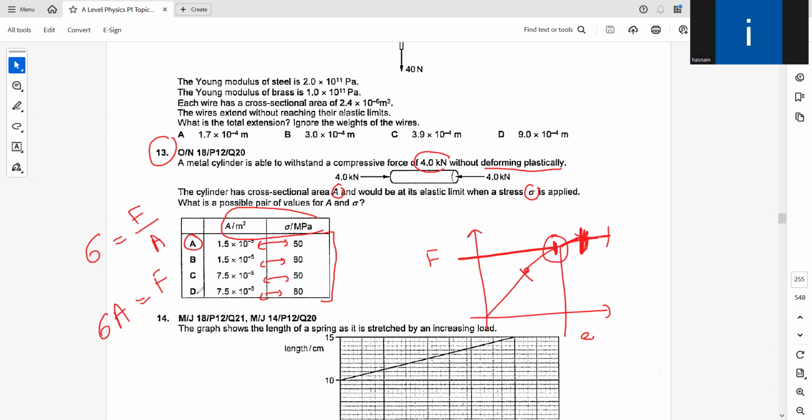I'll start with A and D, so that saves time. First A, 1.5 exponent minus 5 times 50 exponent 6. That's 750, which is very much less than 4,000. So not okay. Let's try D. That's 7.5 exponent minus 5 times 80 exponent 6. So that's 6,000, which is more than 4,000. So I'll go with D. D is the correct answer.